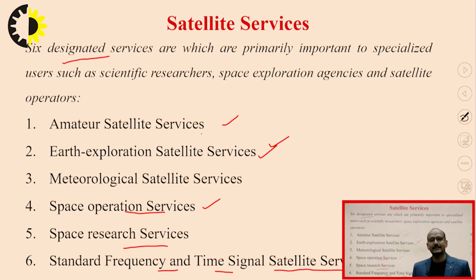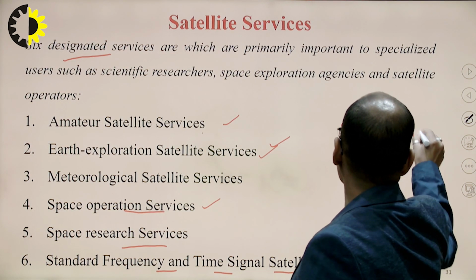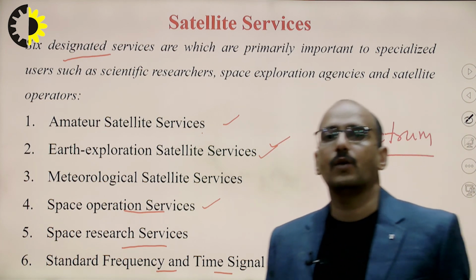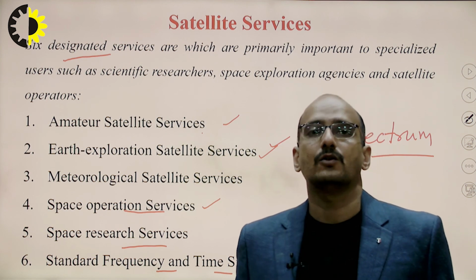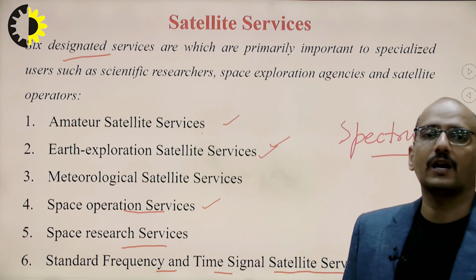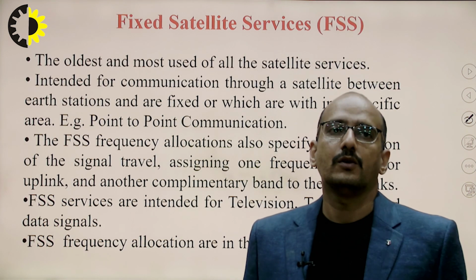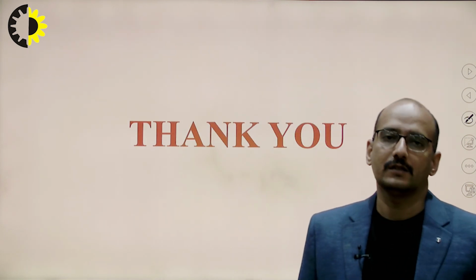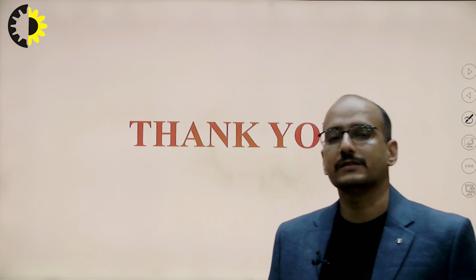In the next lecture, we are going to discuss the spectrum of the satellite. Basically, in the spectrum, we are going to discuss mainly the frequency allocation to the satellite. These are all the requirements. So, I told you earlier about the fixed satellite, broadcast satellite and mobile satellite services. In the next lecture, we will discuss the frequency allocation of the satellite services.